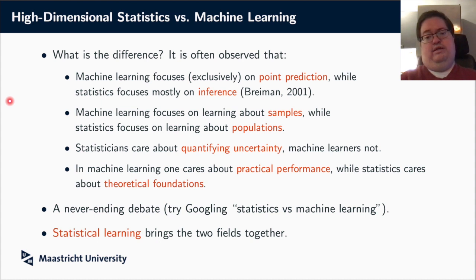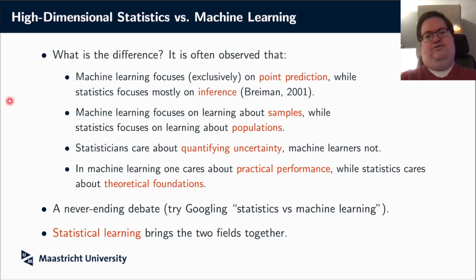And the final way to look at that is that some people say, well, in machine learning, we care about practical performance, which is, of course, related to the other points. For instance, how does it perform in your samples, which is practical performance. Whereas in statistics, it's more also about theoretical foundations. So can we say something theoretically about the methods? If we look at theoretical properties like consistency and these kinds of things.